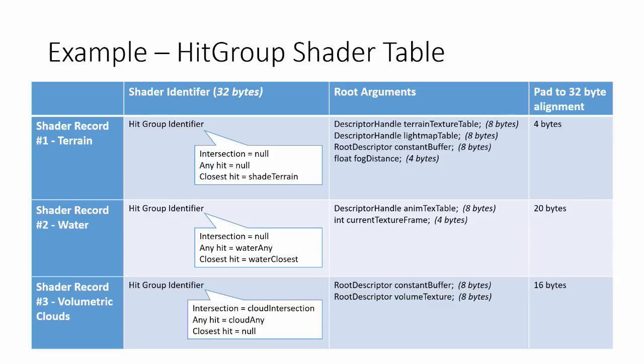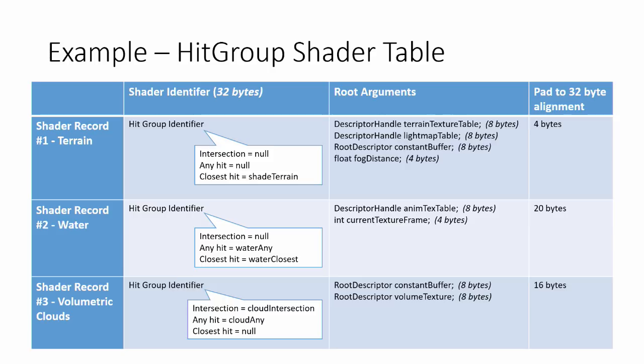Let's look at an example, because I probably confused it with that number of levels of indirection. So this is an example memory layout of a very, very simple shader table. This one has 3 shader records. Each record starts with a shader identifier, which is a hit group, and then it has a set of root arguments. And you can see that the root arguments are completely different for every shader in my table. I start with a shader that I'm going to use for my terrain. So that has no intersection shader, no any hit shader, just a closest hit shader. And it takes a couple of descriptor handles. One of them contains some terrain textures. The other one contains some light maps.